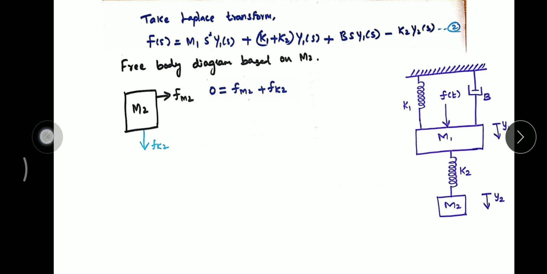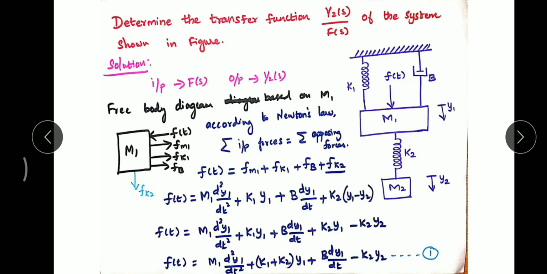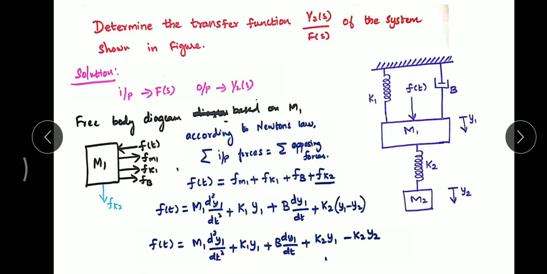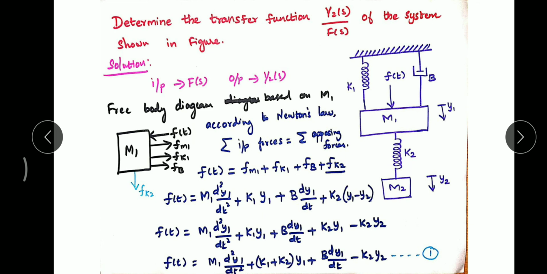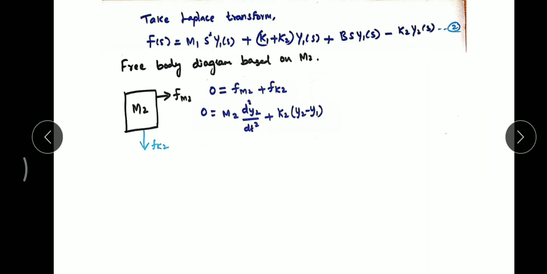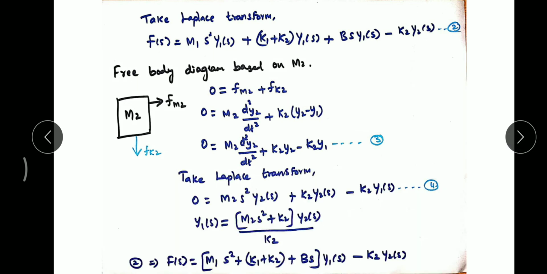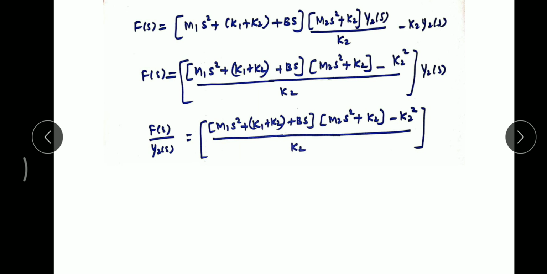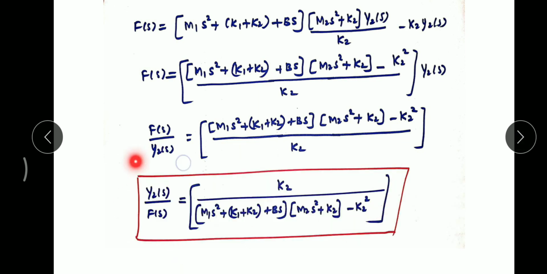I mean we are given one mechanical translation system. We did it by taking the free body diagram, writing the differential equations, taking the Laplace transform, and rearranging the Laplace transform. We are supposed to determine the transfer function value. So this is the final value of the transfer function. Thank you.